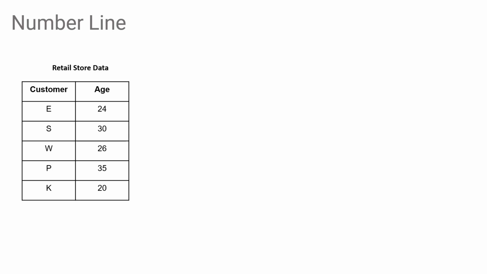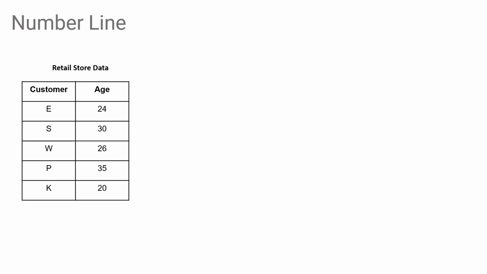To explain the concept of how a number line really works and what could be real world applications of it, I've taken a very simple example, which is real stores data. In this table, what you're seeing is 5 customers, and I've used simple alphabets to represent these different customers. I'm also showing the age for each of these customers.